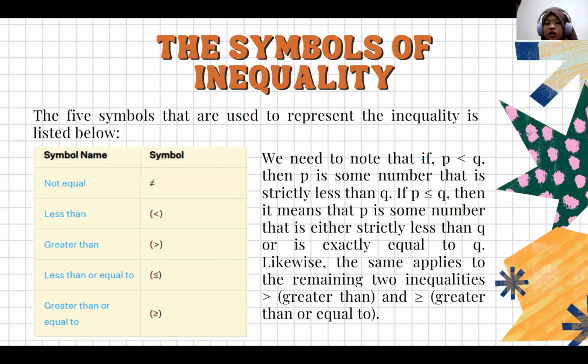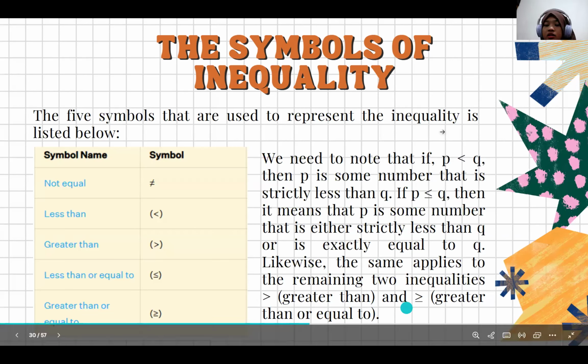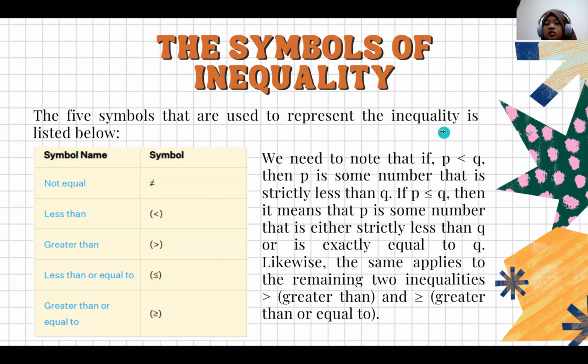So we have to take note: if P is less than Q, then P is some number that is strictly less than Q. If P is less than or equal to Q, then it means that P is some number that is either strictly less than Q or is exactly equal to Q. Likewise, the same applies to the remaining two inequalities, which are greater than and greater than or equal to.